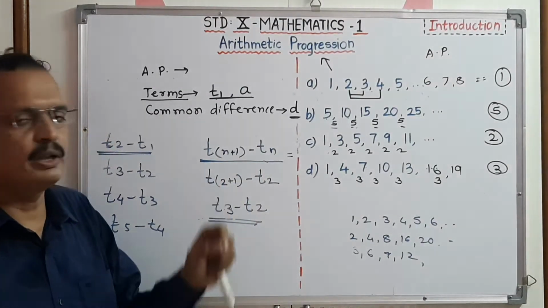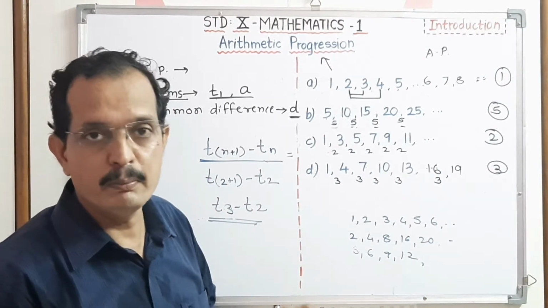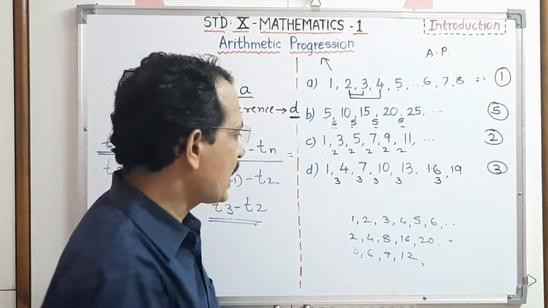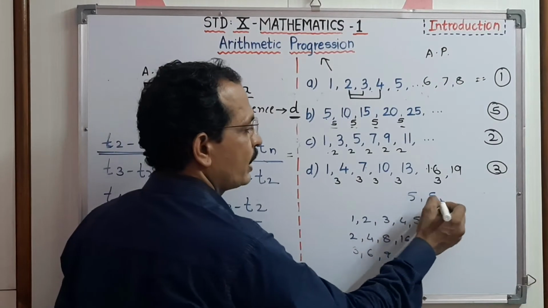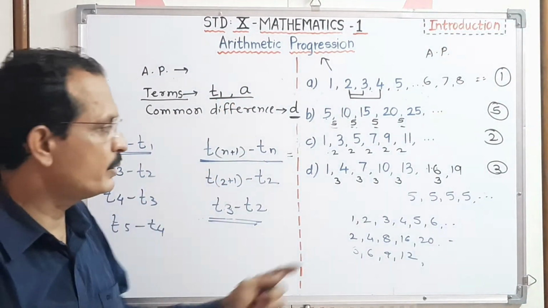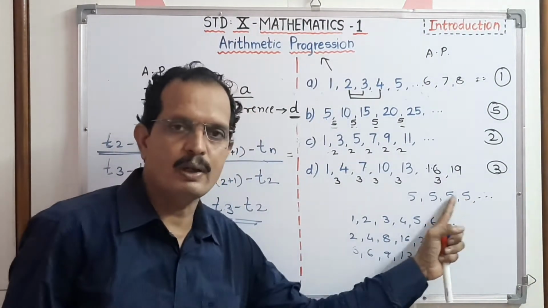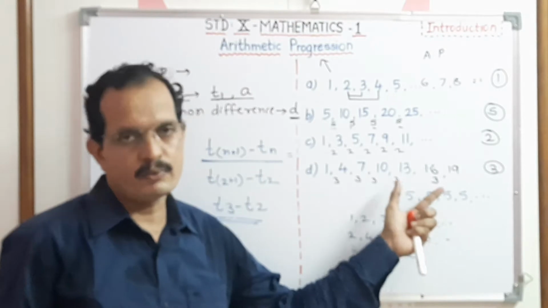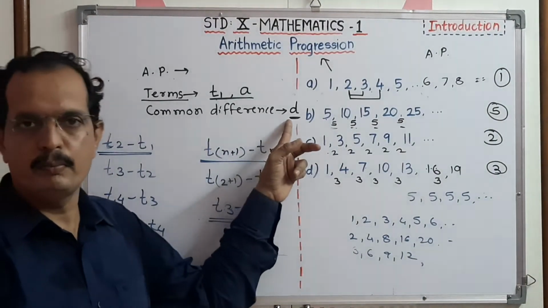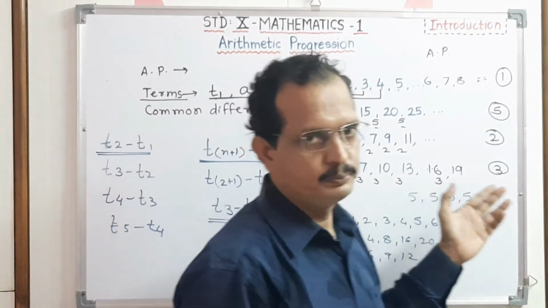Now this common difference may be a positive number, it may be a negative number, or it may be 0. Suppose I write one sequence 5, 5, 5, 5. Now tell me the common difference. Common difference means 5 minus 5 is 0, 5 minus 5 is 0, 5 minus 5 is 0. Therefore the common difference, that is the value of d, may be positive, may be negative, or may be 0.